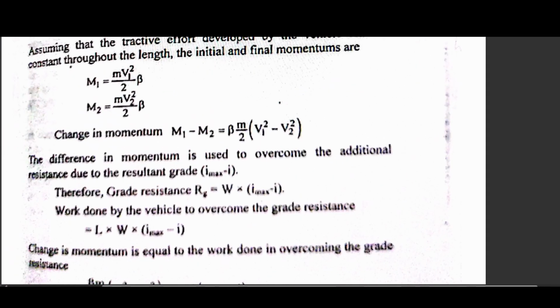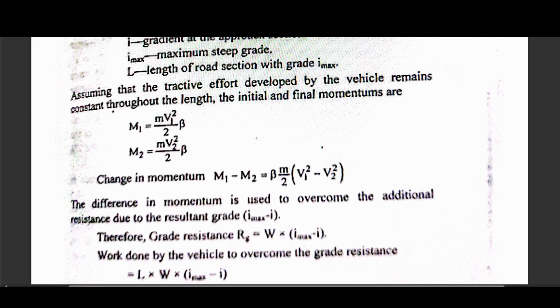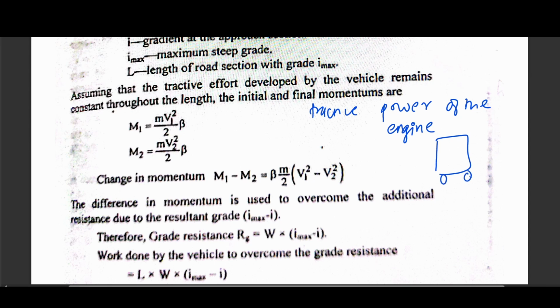So let us derive this equation, okay. Assuming that the tractive effort developed by the vehicle remains constant, what is meant by tractive effort? Tractive effort is the power of the engine of the vehicle. The engine will be giving the power to the vehicle at the rear wheel. We know that at the back wheel the engine will be providing power to the vehicle, and the main purpose of the front wheel is only to steer, and the back wheel is to provide the power.